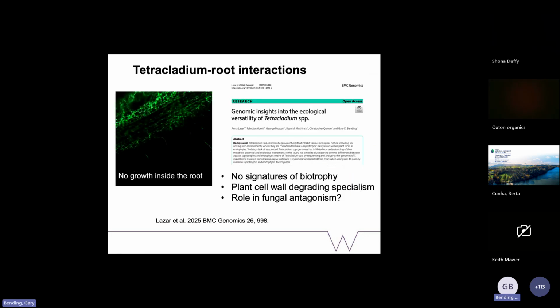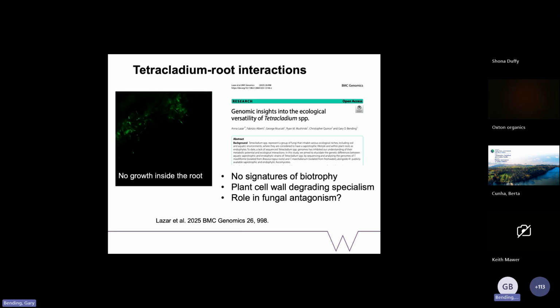The other thing that we did is to isolate tetracladium and see how it impacted plant growth. And unfortunately, we weren't able to show any positive benefits of tetracladium to plant health. But what we did find is that when we grew it with plants, it tended to stick around the outside of the plant root. This is a fluorescence microscopy image here where we grew tetracladium. We labeled it with a fluorescent tag and looked to see where it was located within the root zone. And really what we found is it was located on the surface of the root itself.